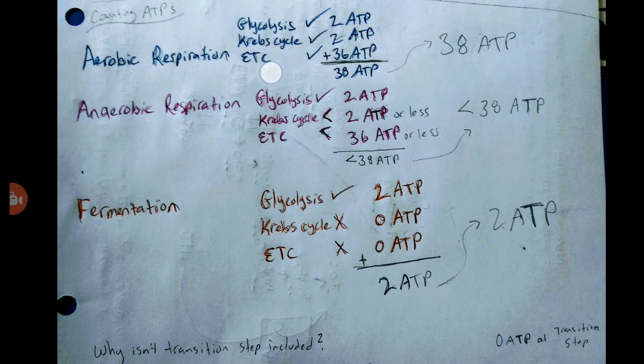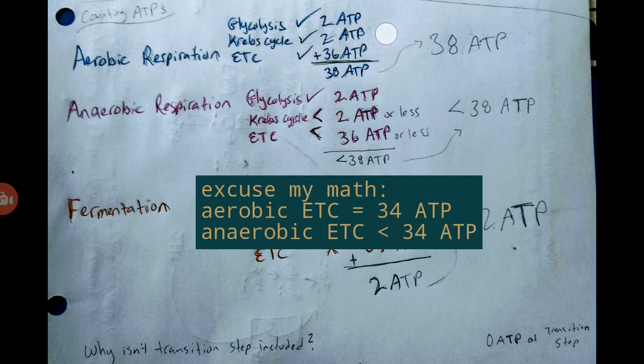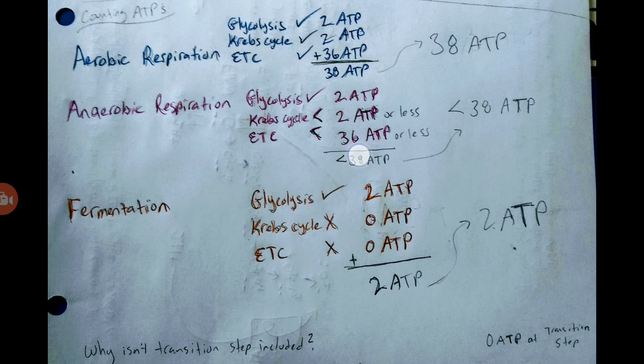I have check marks for everything that's considered that occurs. For example, in aerobic respiration, a check mark for glycolysis, Krebs cycle, and electron transport chain. 2 ATPs, 2 ATPs, 36 ATPs, 38 in total. Glycolysis in anaerobic respiration has 2 ATPs. The Krebs cycle has less than 2 ATPs, and the electron transport chain has less than 36, for a total of less than 38 ATPs in total.